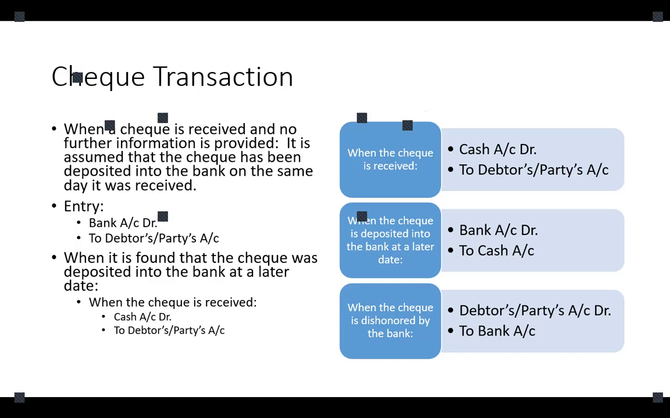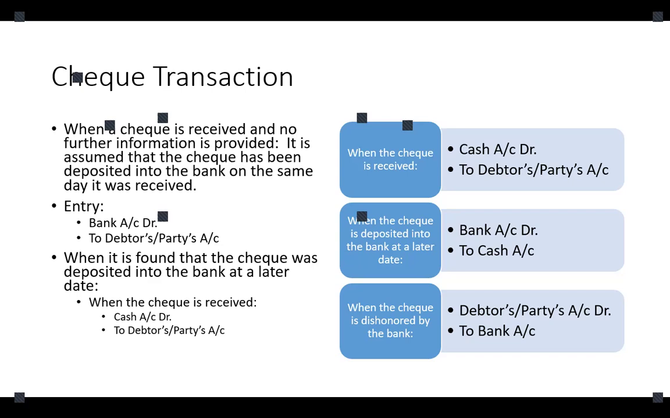When there is a check transaction in the cash book. When a check is received and no further information is provided, suppose in a business you have received a check and in that check no further information is mentioned. So what will we do? It is assumed that the check has been deposited into the bank on the same day it was received. For that purpose, what will be the journal entry? Bank account debited to debtors or party's account, the person from whom you have received the check.